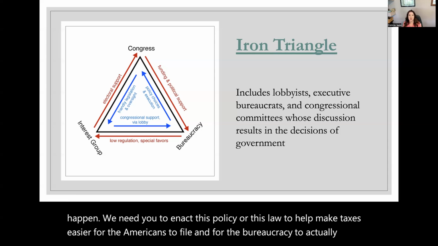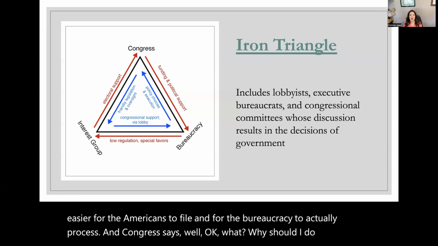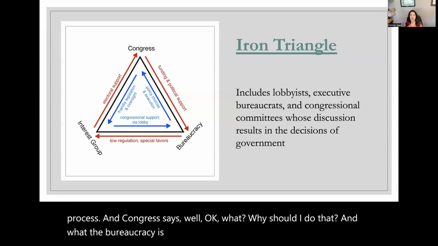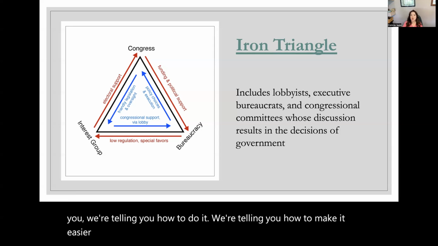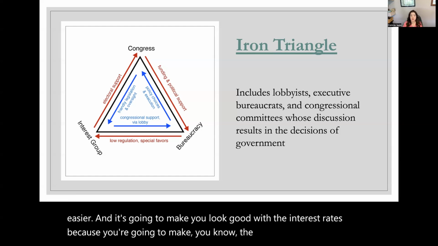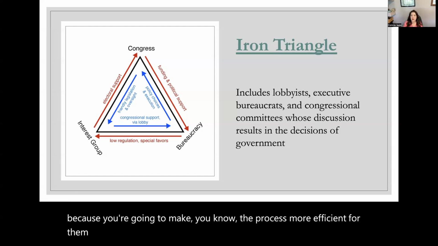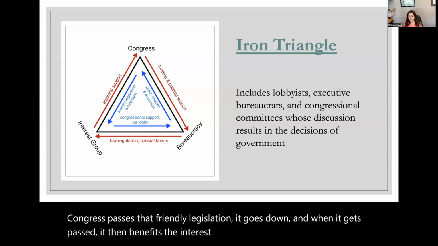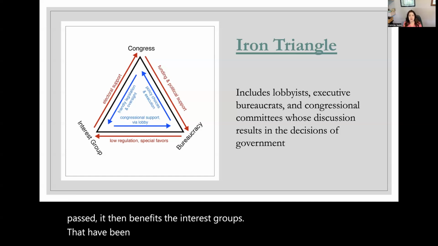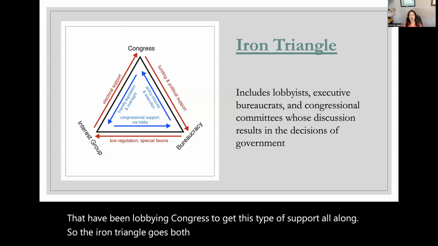And Congress says, well, okay, but why should I do that? And what the bureaucracy is going to say is, look, we're telling you how to do it. We're telling you how to make it easier. And it's going to make you look good with the interest groups because you're going to make the process more efficient for them. So Congress passes that friendly legislation, it goes down, and when it gets passed, it then benefits the interest groups that have been lobbying Congress to get this type of support all along. So the iron triangle goes both ways around the triangle, and it can start at any one point.